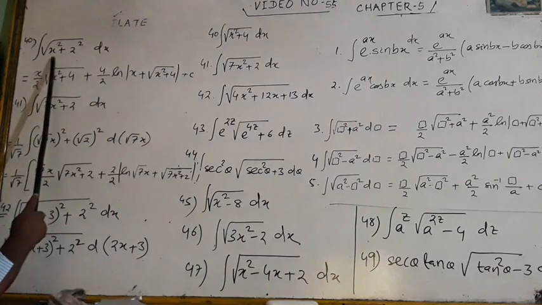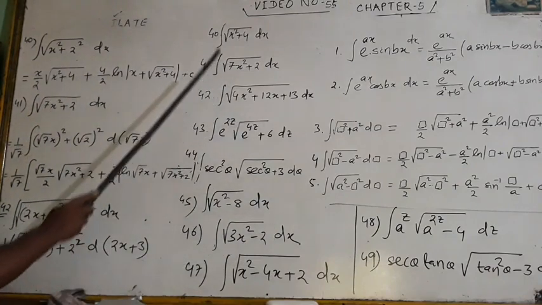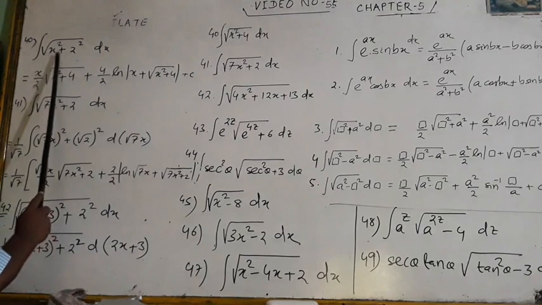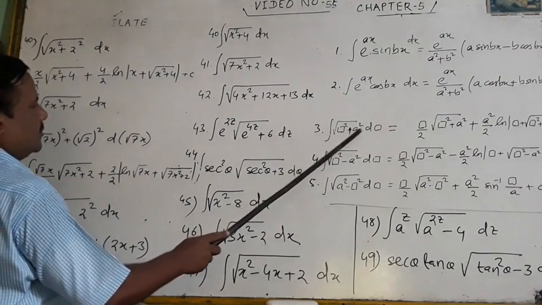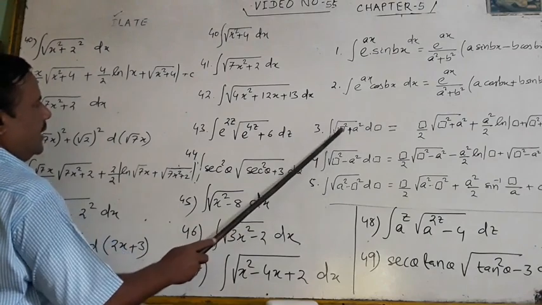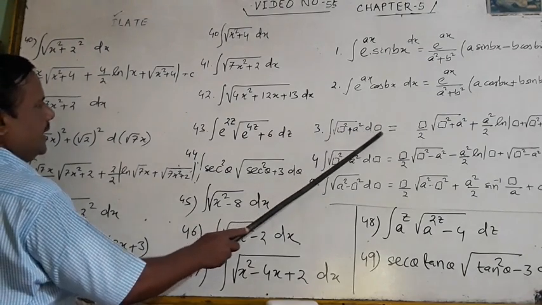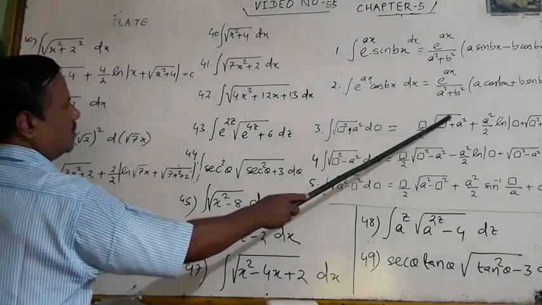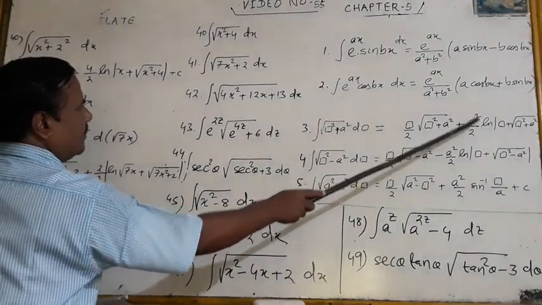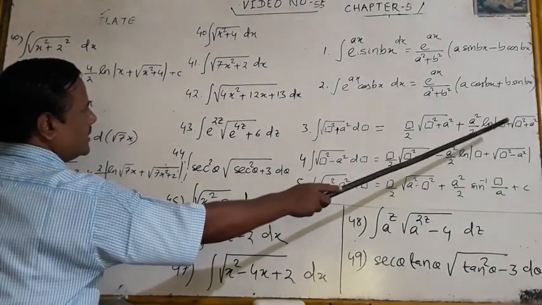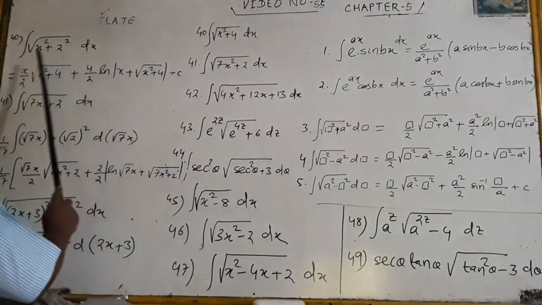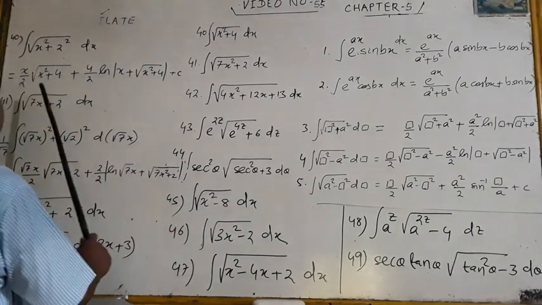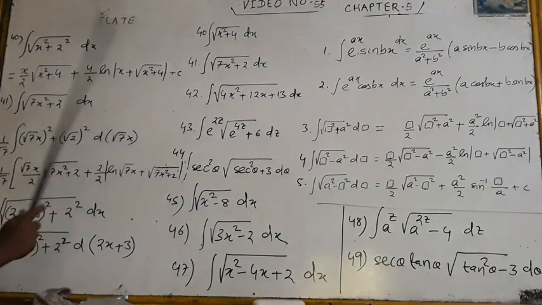It is very simple. X square plus 4. It is x square plus 2 square. Applying this formula, the integral of root of box square plus a square d box is x by 2 root of x square plus 4, plus a square by 2 ln of x plus root of x square plus a square, and here it is x square and it is 2 square. You apply, you get this answer. Okay, now you can do by yourself.